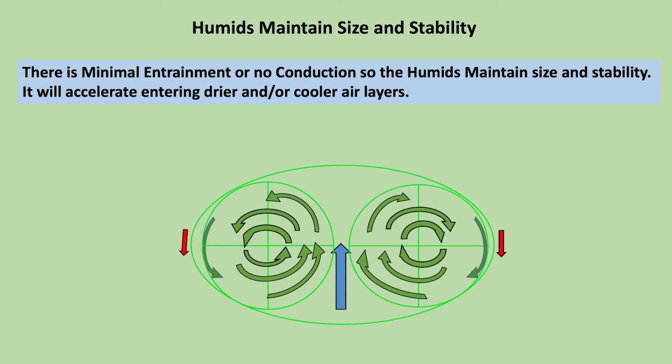Thermal distortion. Humids maintain size and stability. There is minimal entrainment or no conduction, so the humids maintain size and stability. It will accelerate entering drier and or cooler air layers.